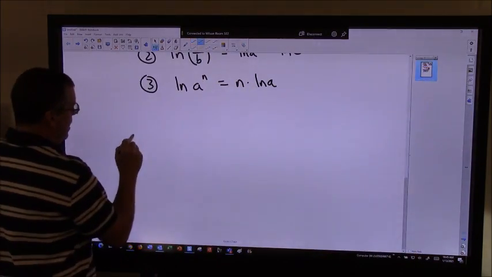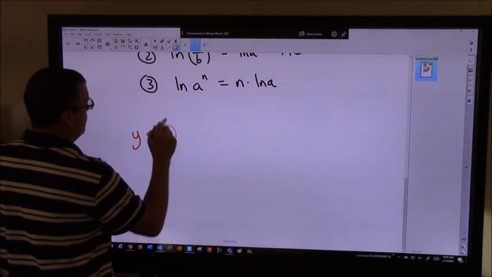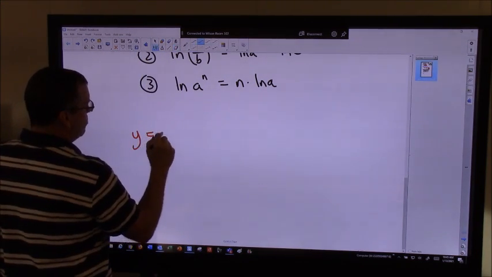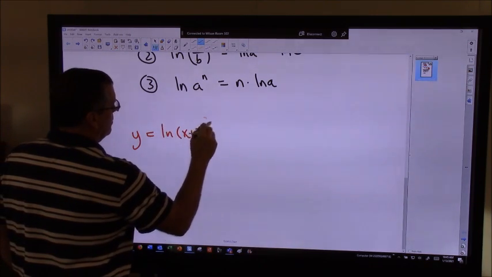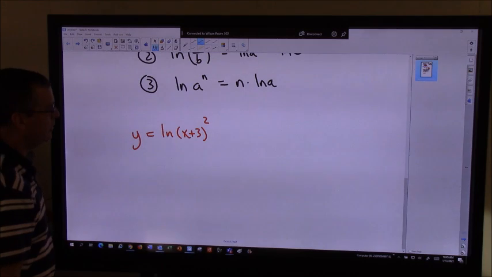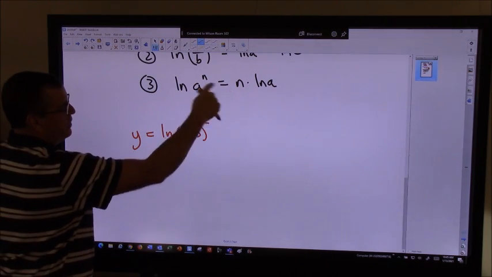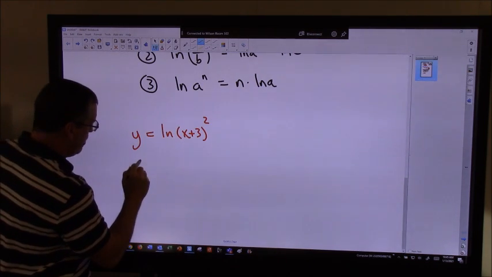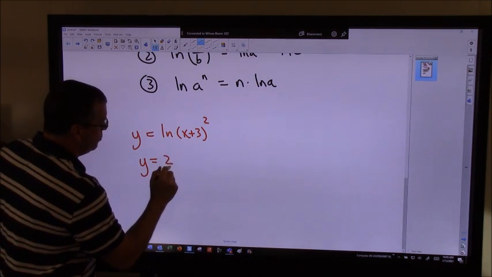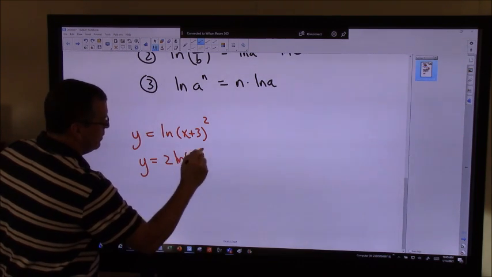So what if I had y equals the natural log of x plus 3 squared? Well, according to our property, I can bring that exponent down in front, right? That's what we did here. We just brought the n down in front and we multiplied those. So bring the 2 down in front. So I've got y equals 2 natural log of x plus 3.